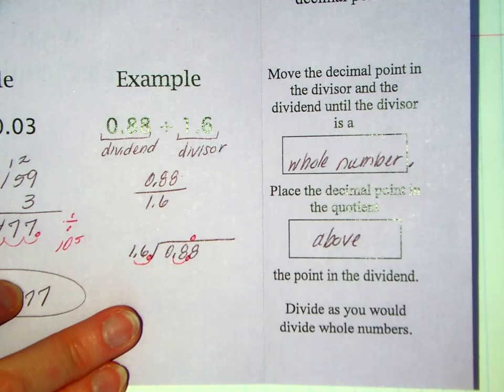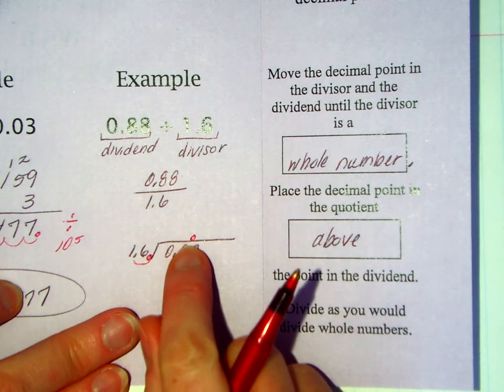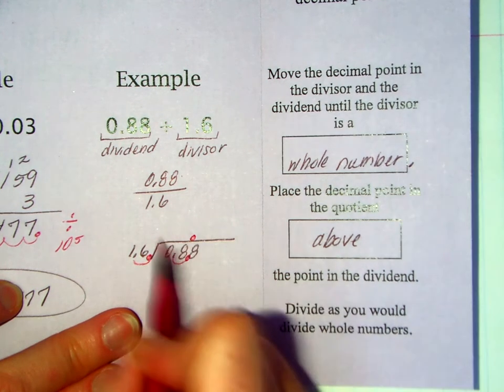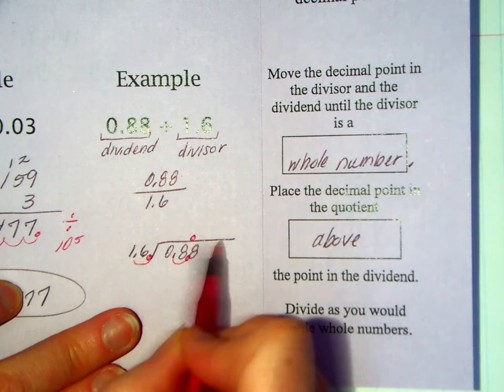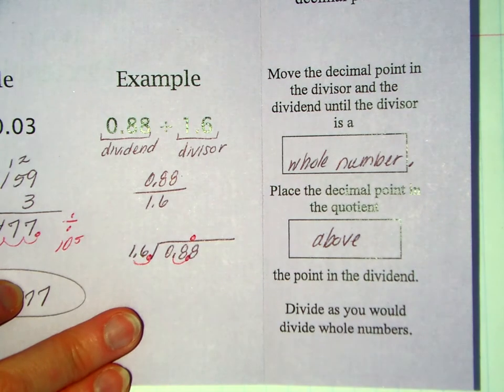Get that decimal into your quotient immediately. Your answer is your quotient. It's going to live right here. This is going to be where your quotient is. Now, we go through the long division algorithm: divide, multiply, subtract, bring down, repeat.